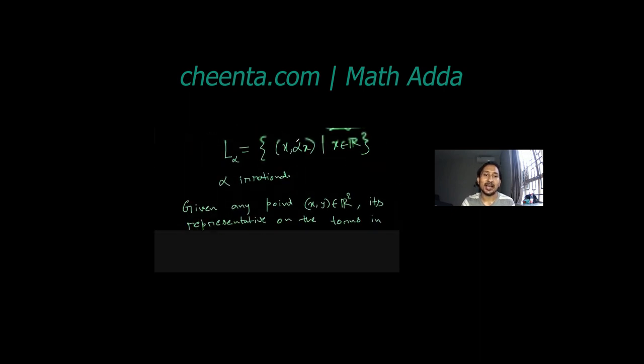So what's happening is the line on R² is very thin, right? It's just one strip. But when you restrict it to the torus, it's actually very dense. Two points on R² can be very far away, but when you bring them to the torus, they can be very close by. That's what this claims. It means that given any point on the torus, you can find a point on the line whose representative is close to that point on the torus.